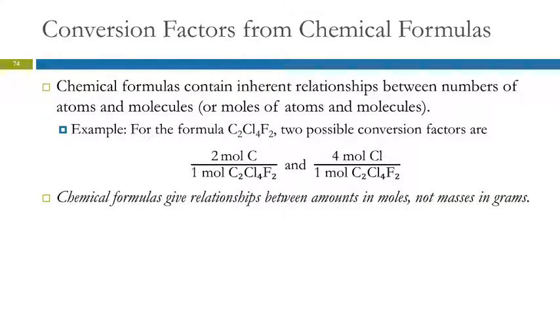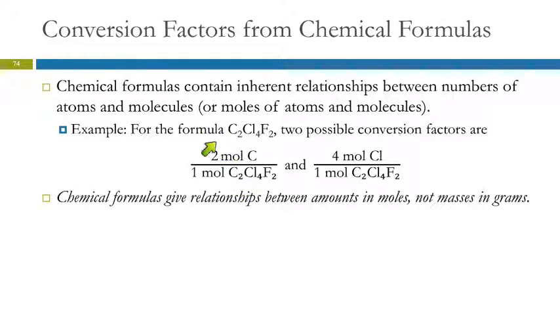We can also get conversion factors from the chemical formulas themselves, because the formulas tell us how many atoms of each element or how many moles are in a molecule. So for this Freon compound, C2Cl4F2, several possible conversion factors are that there are 2 moles of carbon in 1 mole of the compound.